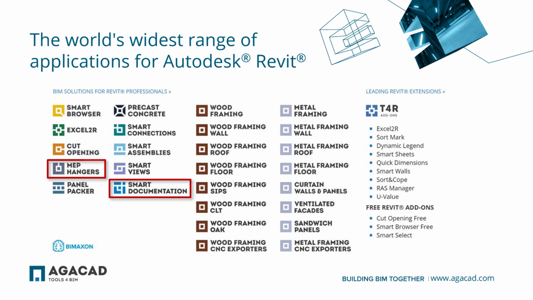In this presentation, I will talk about two of our products. One is MEP Hangers. This tool allows for a quick and accurate large-scale insertion of hangers and supports in Revit projects. The other one is Smart Documentation. It automates project documentation by automatically dimensioning and tagging elements, creating assemblies, views, legends, and more. The software is very versatile and everyone can use it, not just MEP engineers. But today I will be using it for a very particular task, and that is creating prefabrication drawings of hangers and supports.